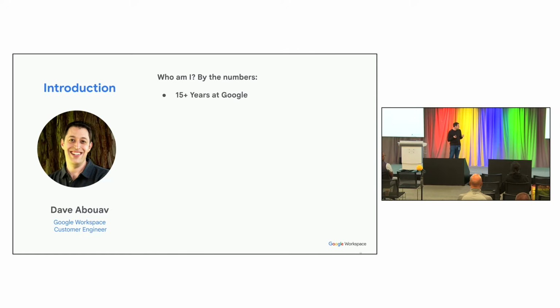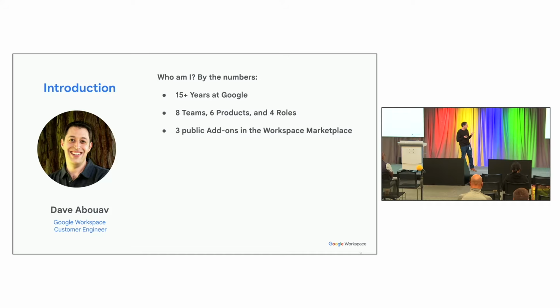Quick, who am I by the numbers? I've been at Google since the start of 2010, 15 plus years now. I measure my time here typically by how old my daughter is, because she was born just shortly after I started. She's squarely a teenager now, so if I give you any sass or roll my eyes during this presentation, that's totally age appropriate. I've been on 8 teams, working across 6 products and 4 different roles in my time here. And I have 3 public add-ons in the Google Workspace Marketplace, all of which are written in AppScript.